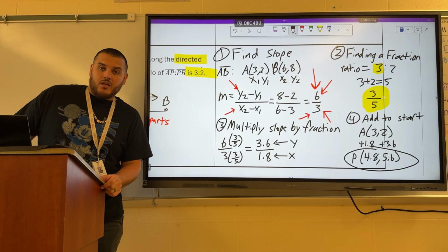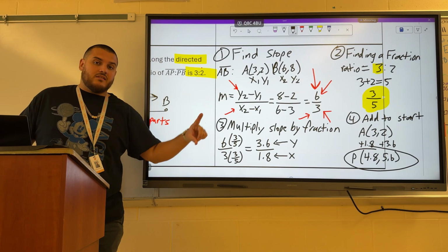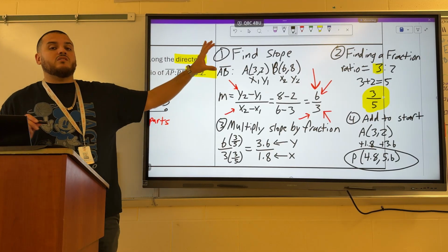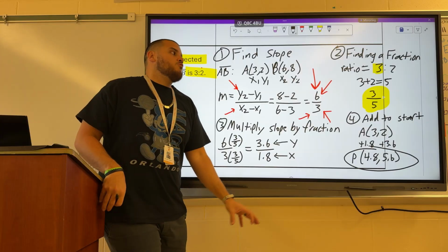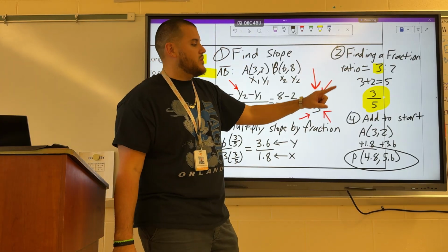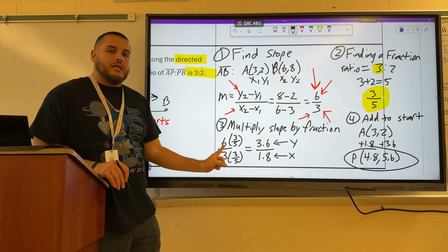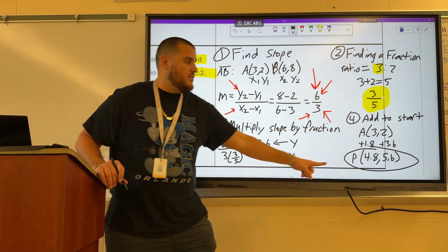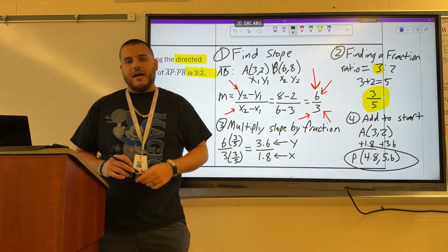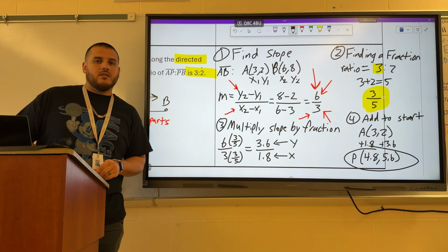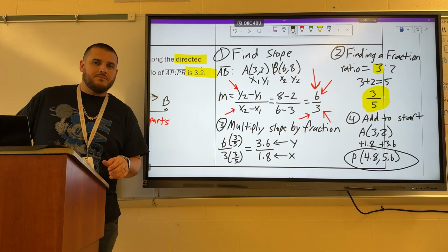Guys, partitioning, as you can see, it's a process. It takes a while. We've got to practice and really get the process down here. We're going to do the slope between our points. We're going to figure out from our ratio what fraction of the distance our point is from start to finish. We're going to multiply the slope by that fraction, and then we're going to add our resulting values to our starting points to find our partitioning point. Lots of work, but with enough practice, we're going to be able to get this down.